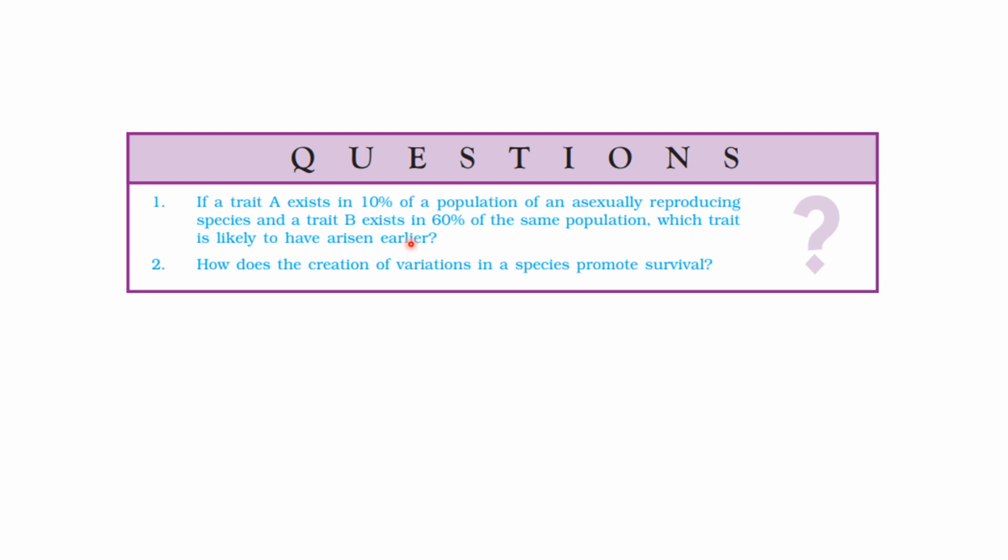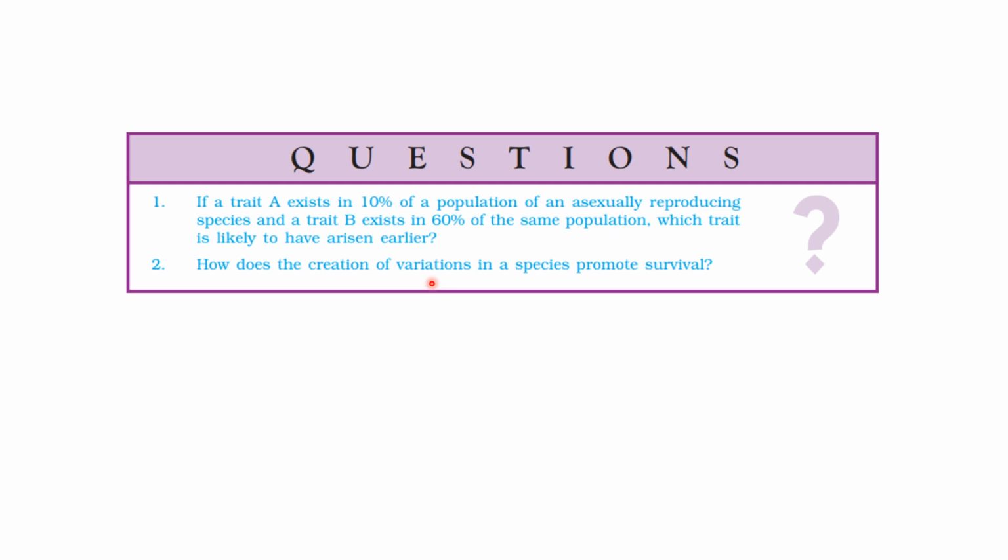Second, let's see, how does the creation of variations in a species promote survival? So variations promote survival by increasing a species' ability to adapt to changing environments and challenges. Okay, so the key points are, first one is adaptation to environmental changes. ठीक है, तो जैसे environment change हो रहा है उसमें if they have good resistance to diseases or the ability to thrive in different climates, that can be good.